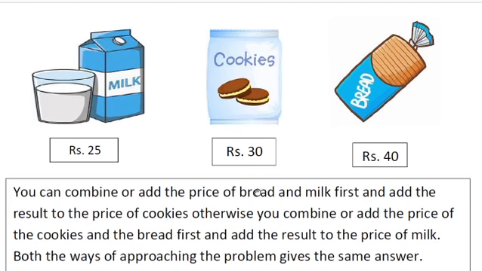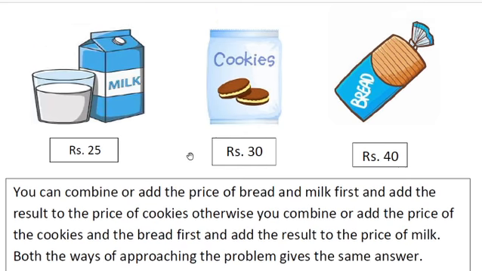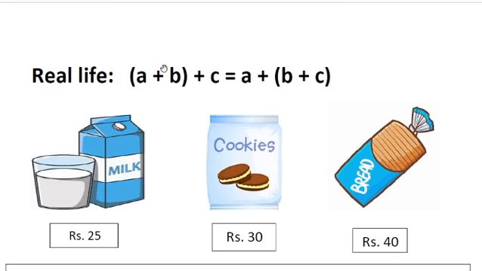So when you purchase three items, immediately what you will do is pair two numbers. It can be any, even you can pair these two: 30 plus 40. After finding the sum of these two, you will be adding along with the remaining one. So this is one of the best examples for your associative property, students. Associative property is nothing but (A plus B) plus C equals A plus (B plus C). The answer will remain the same.